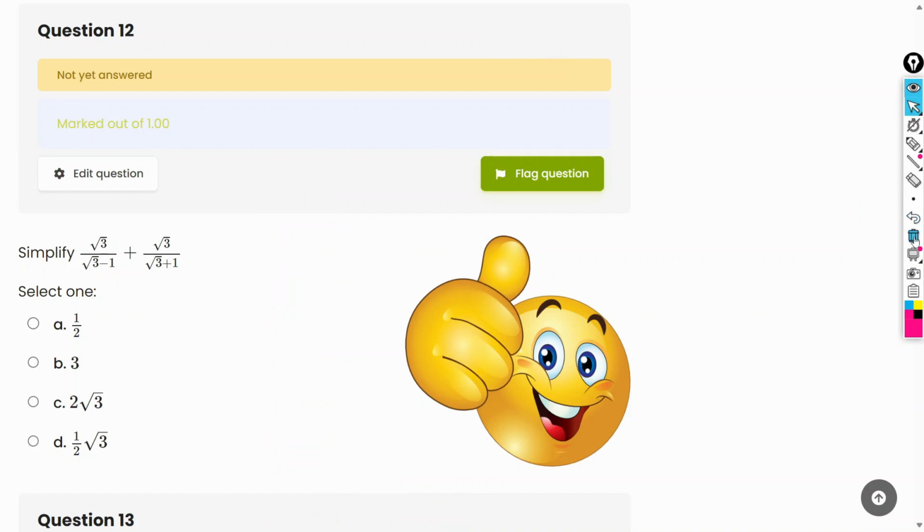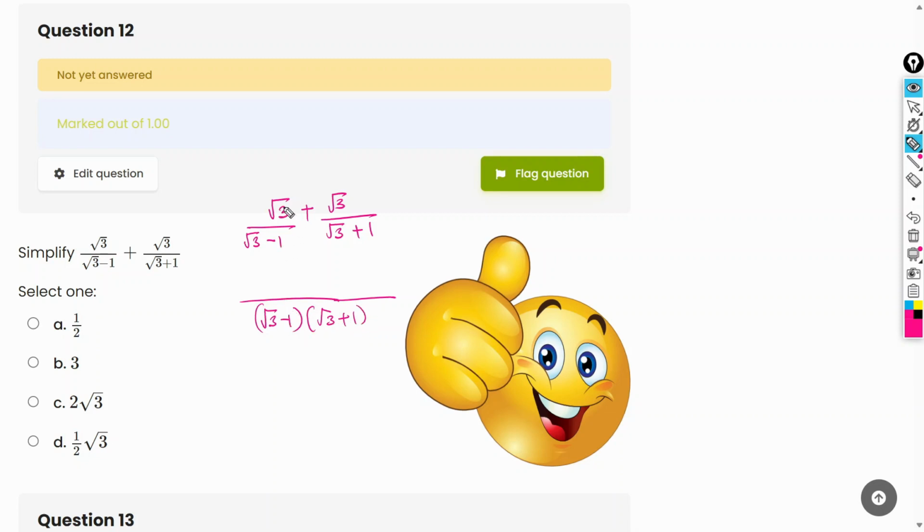Okay, question 12 says to simplify root 3 over root 3 minus 1, rather plus root 3 over root 3 plus 1. So we can take the LCM, right? The denominator would give us root 3 minus 1, the product times root 3 plus 1.